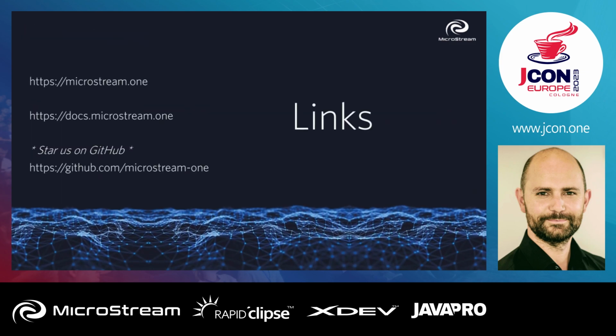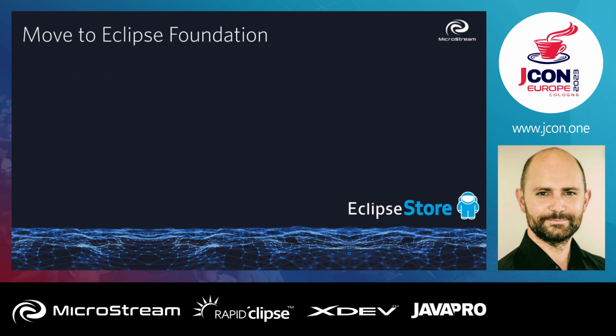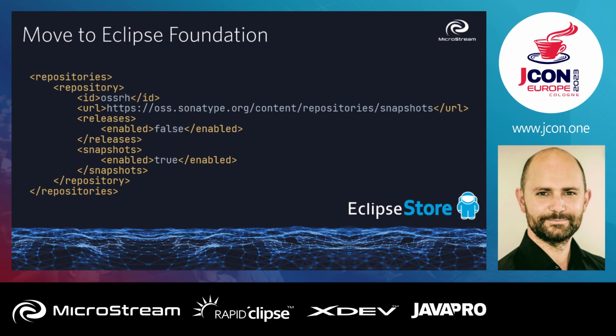So MicroStream itself is on GitHub. The project is open source. The docs are reachable at docs.microstream.one, and like you heard probably by now, we are moving it to the Eclipse Foundation. The MicroStream project itself is split into two: the Eclipse Serializer and the Eclipse Store. These are the project sites and the repos at GitHub. EclipseStore.io is the new top-level domain, and the first snapshot was released last week. So the manual is at the GitHub site, and these are the coordinates for the snapshot in a Sonatype repo.